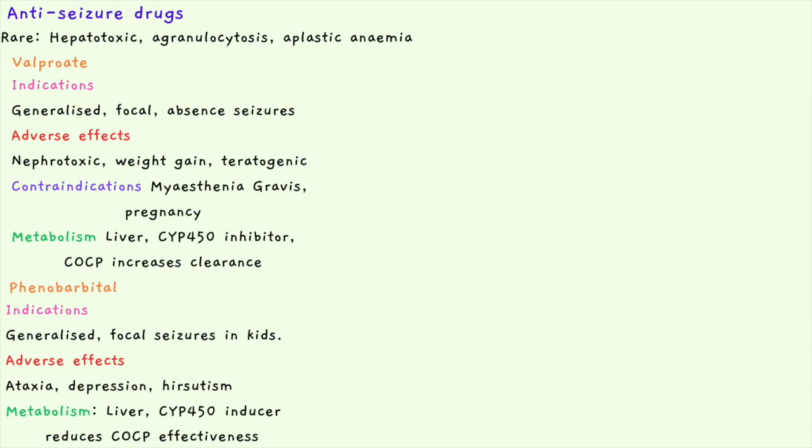CYP450 inducer, so you think about the CYP450 drugs we talked about, and this reduces the effectiveness of the combined oral contraceptive pill. So if you're taking it, the anti-seizure drug may work perfectly fine, unlike valproate, but the pill would be less effective. So again, another reason to seriously consider before giving it to younger girls.